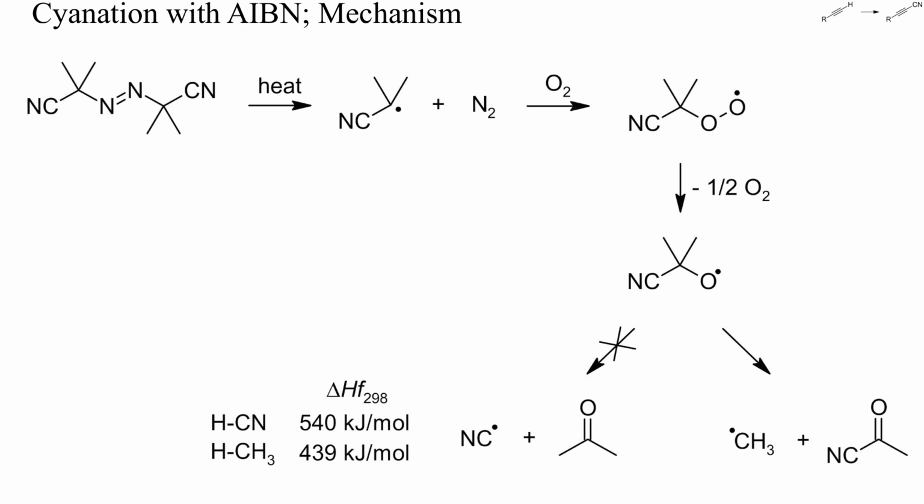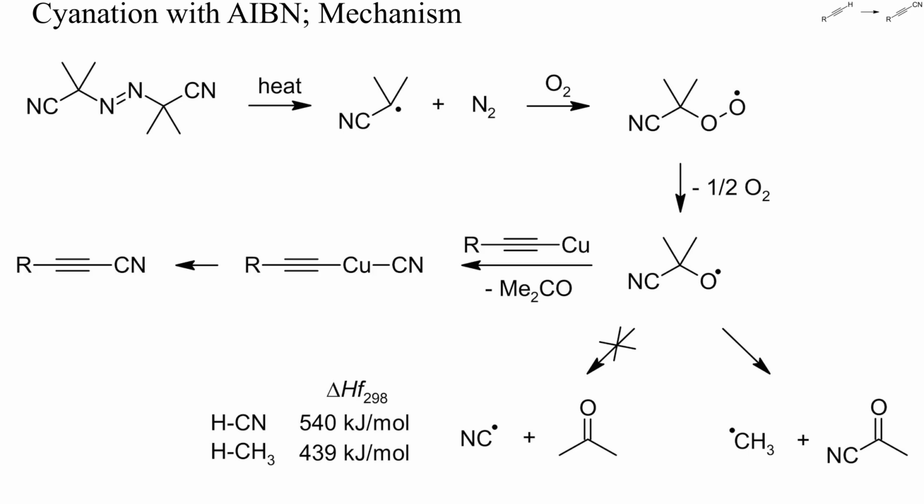It is known that AIBN fragments upon heating into nitrogen and 2 cyanopropyl radicals, and is therefore often used as a radical starter. These 2 cyanopropyl radicals react with oxygen to an oxygen-centered radical, which, according to the various bond strengths involved, should fragment into acetyl cyanide and a methyl radical. Formation of cyanoradicals and acetone is less likely because of the high energy of the cyanoradical.